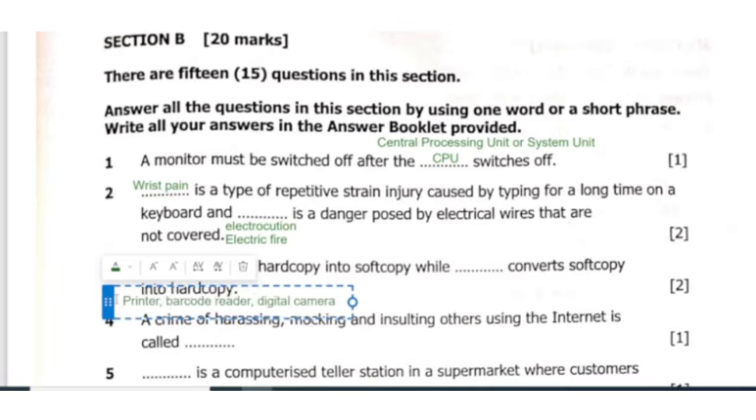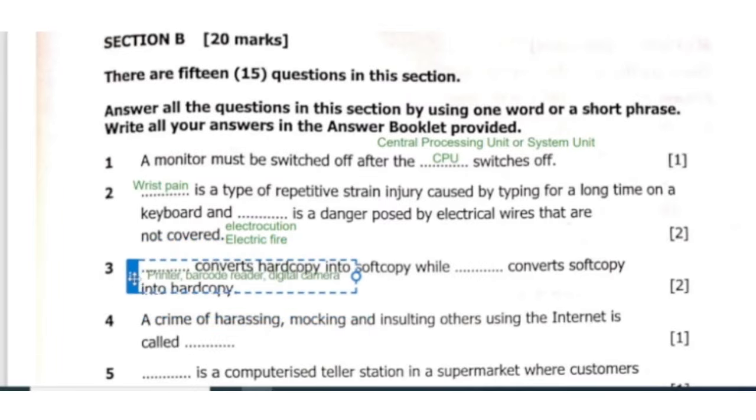Okay, so we can use these things to change hard copies into soft copies. So what they want you to write, you can just write one of these three: scanner, barcode reader, or digital camera. I've given you three answers. Those are the three things you can use for converting hard copies into soft copies.